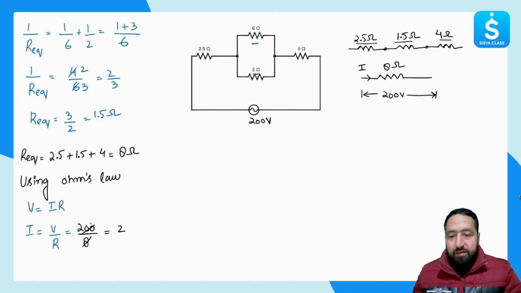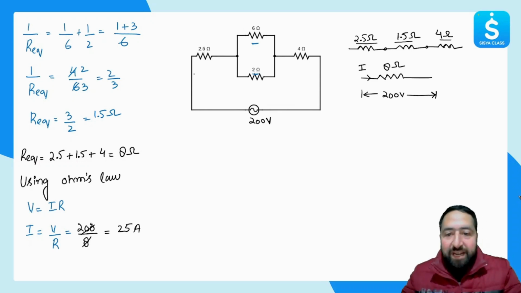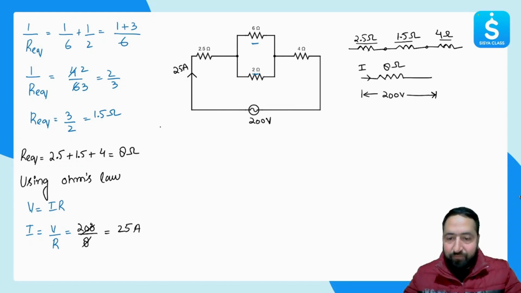8 into 25 is 200. So I is 25 amperes. So the net current which is flowing through this is 25 amperes. So part number 1 is done. The net current, the supply current, is 25 amperes. Very good. So if we are done with part number 1, let us move to part number 2.